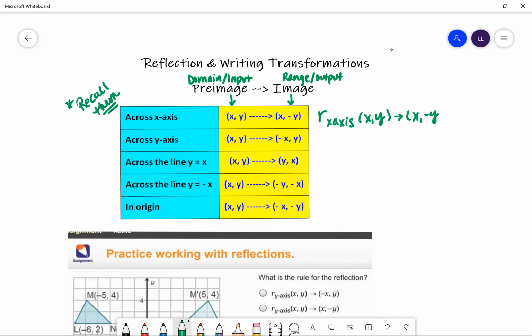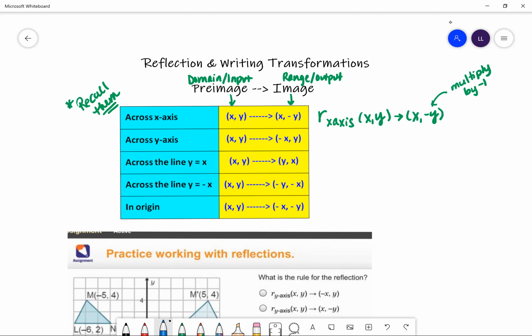Now let's talk about that for a second. That means I am going to multiply y by -1. When you see that negative there, that means to change the sign or multiply by -1. That's what that means. So just the y coordinate gets multiplied by -1. All right, let's do the next one.